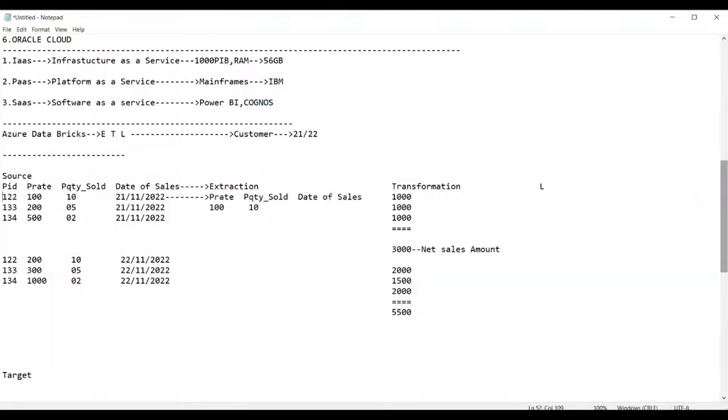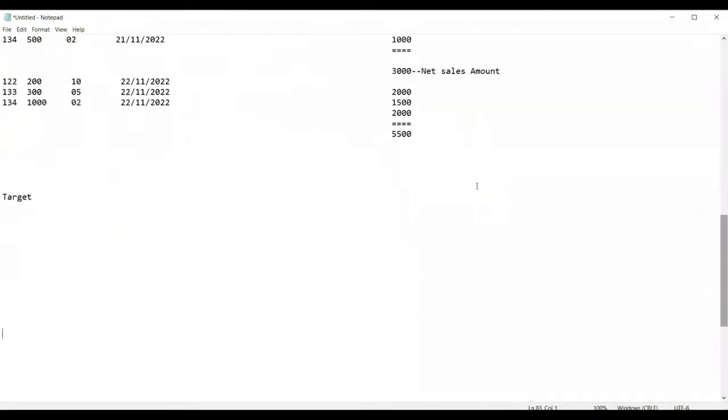Where will you be loading the data, guys? Finally, you will be loading the data into the target. So how will I load the data? I will load the data like this. Net sales amount is 3000. And for which date is it? I'm declaring one more column here, date of sales: 21/11/2022. And then we have 5500, and it is on 22/11/2022. Now, this particular thing is called the output.